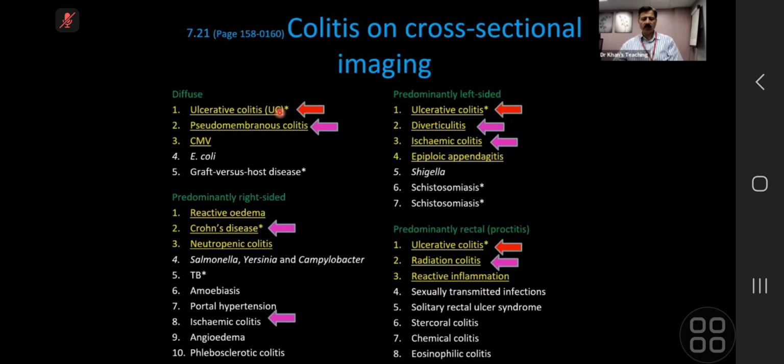So, pathologically speaking, UC will involve anything from the rectum proximally, but radiologically speaking, you will see various kinds of patterns in your clinical practice. It can be diffuse, it can be predominantly left-sided, or you might see UC which is just rectal, or proctitis. Other than that, predominantly right-sided Crohn's disease is important.